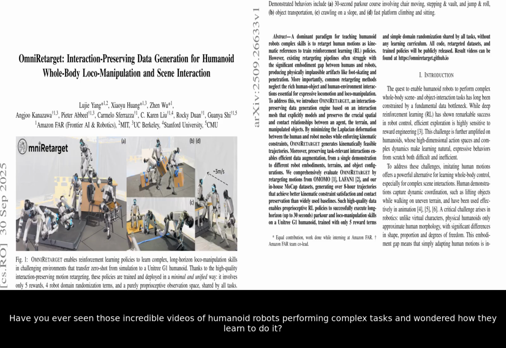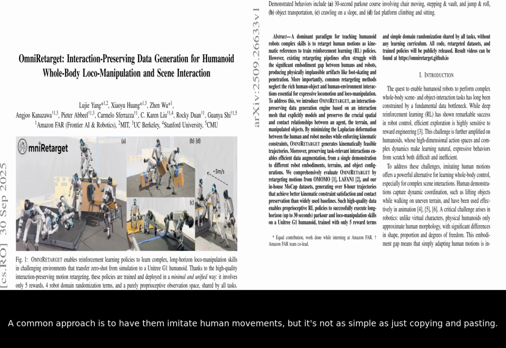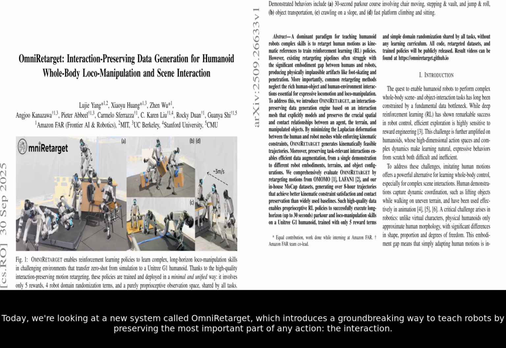Have you ever seen those incredible videos of humanoid robots performing complex tasks and wondered how they learn to do it? A common approach is to have them imitate human movements, but it's not as simple as just copying and pasting. Today, we're looking at a new system called OmniRetarget, which introduces a groundbreaking way to teach robots by preserving the most important part of any action, the interaction.